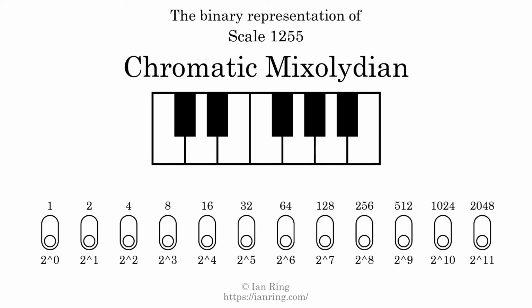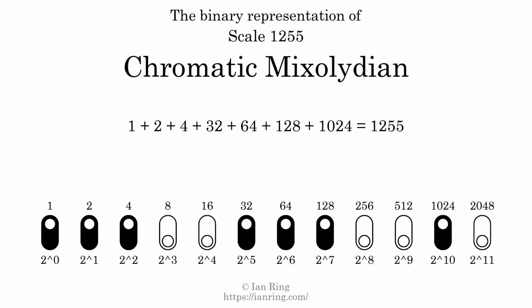The binary representation of this scale is determined by mapping tones of the scale to binary digits. Each binary digit represents a power of 2. To get the scale number, we add the powers of 2 together. The powers of 2 that are present in the scale, all added together, equals 1255. That is why the scale number, in decimal, is 1255.